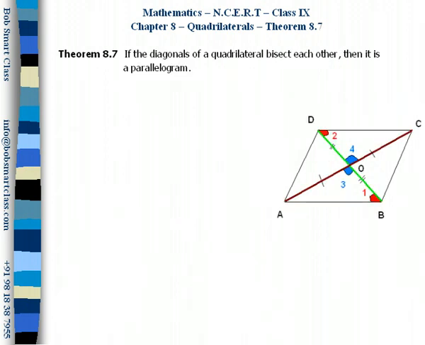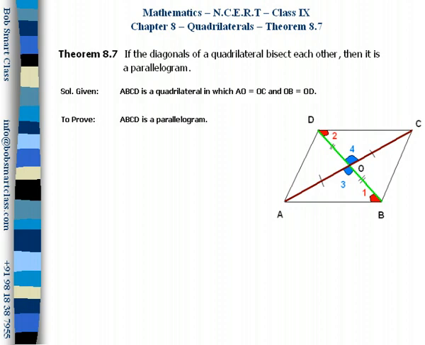Next theorem is 8.7. If the diagonals of a quadrilateral bisect each other, then it is a parallelogram. Solution. Given: we have a quadrilateral ABCD in which AO equals OC and OB equals OD. We have to prove this quadrilateral ABCD is a parallelogram. Now let's try to prove it.